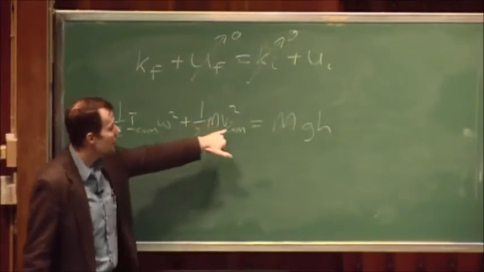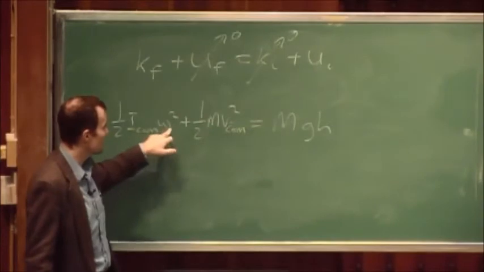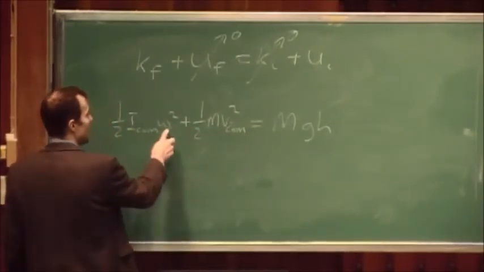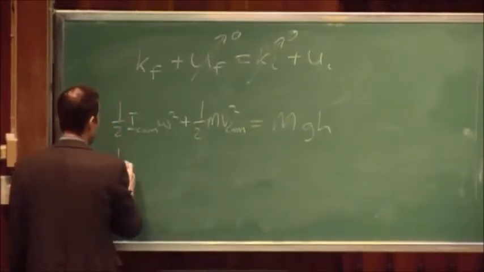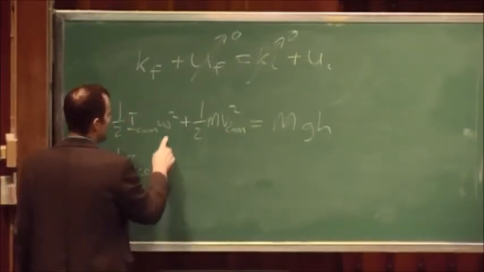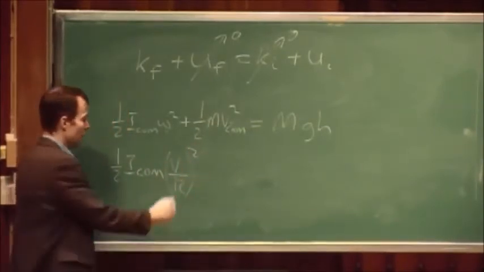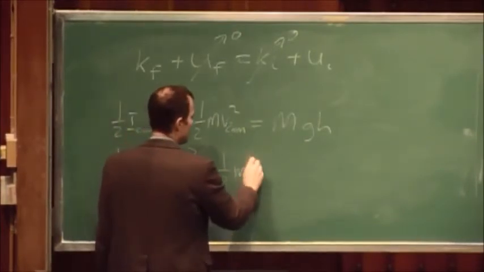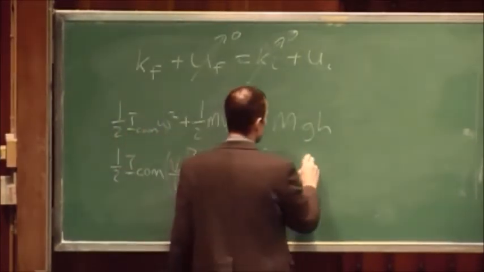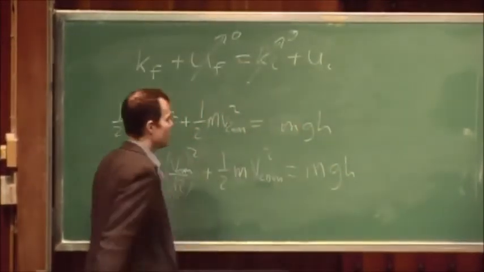It would look like we have two unknowns, but we really only have one, because for smooth rolling motion omega can be written in terms of the velocity of the center of mass. So this is 1/2 I center of mass, with omega equal to v over r, and then we square it, plus 1/2 m v center of mass squared is equal to mgh.